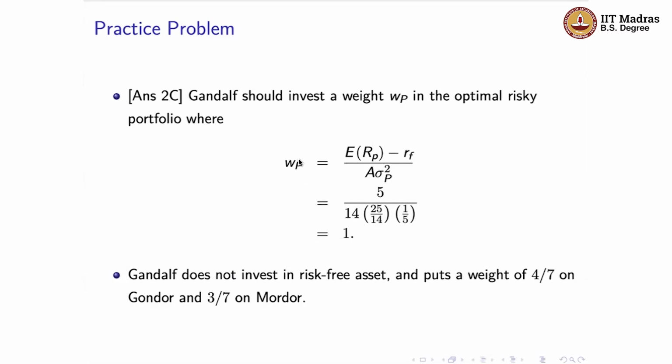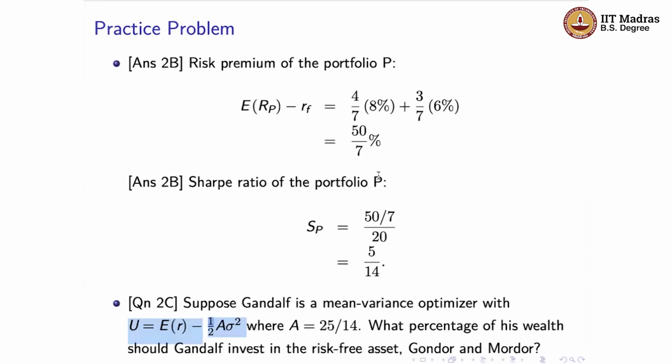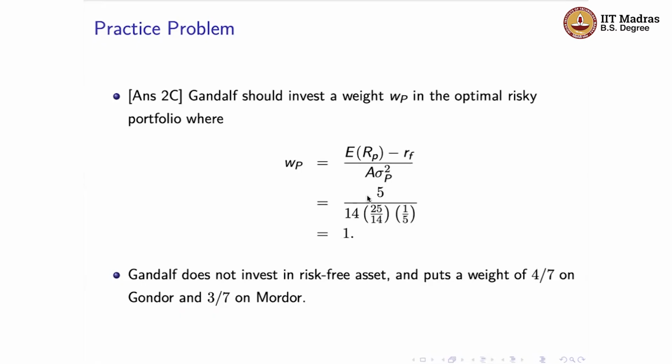Okay. So what's the weight on the optimal risky portfolio that Gandalf will put? Remember that is equal to the expectation of R_P minus R_F, divided by A sigma squared P. We had seen this expression before when we had studied the optimal choice between one risky asset and one risk-free asset. Now, if you notice this expectation of R_P minus R_F by sigma P, just one sigma P, not sigma P squared, that is nothing but the Sharpe ratio of the optimal portfolio, right? Which we have calculated to be 5 by 14, right?